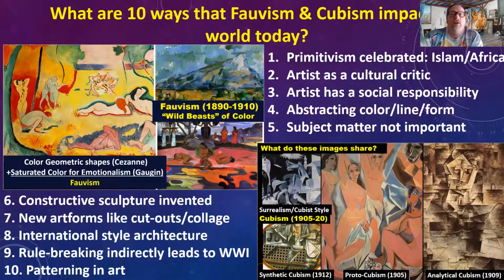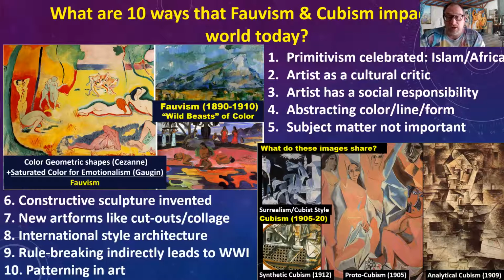10 possible ways: primitivism is going to be celebrated, from Islam, from Africa. Artist as a cultural critic. Artist has a social responsibility. We're going to abstract color, line, and form for the first time. We're going to make the subject matter not that important. Constructive sculpture is going to be invented, Picasso's guitar, based upon African art. New art forms like the cutouts and the collage, thank you very much, Matisse.